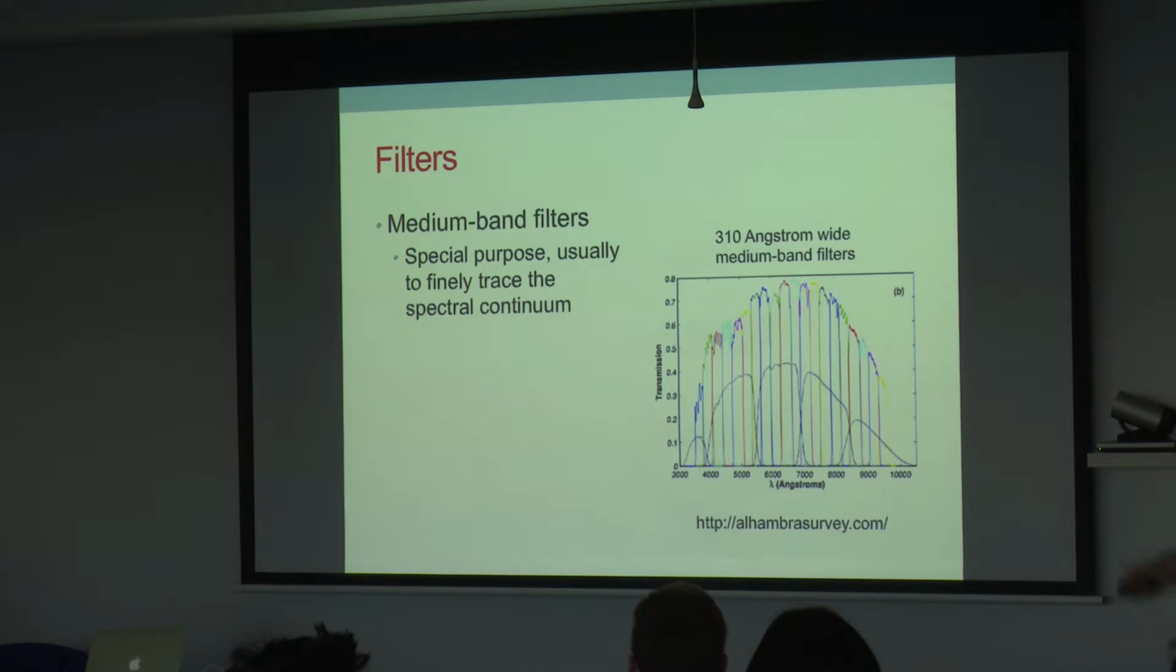There's another set of filters which are called medium band filters. What they do is just kind of break up the spectrum a bit more, break those big broad bands up into sometimes many filters like the ones shown here. These trace out the continuum of your source a lot better, gives you a bit more information.